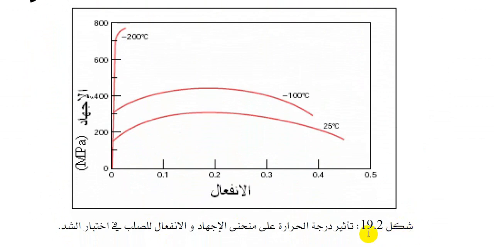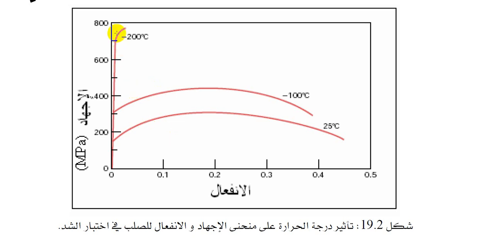This is figure 19.2, the effect of temperature on the stress strain curve of steel in a tensile test. Temperature affects the same material, but results in differentiated behaviors for the stress strain trajectory. As you can see from here, it results in pretty much differentiated behaviors for the curve.